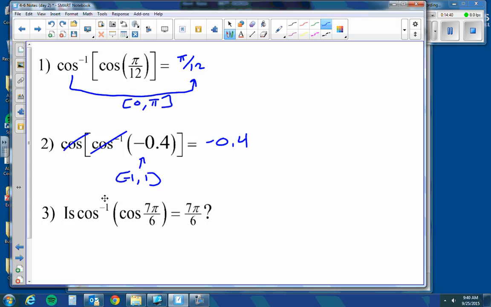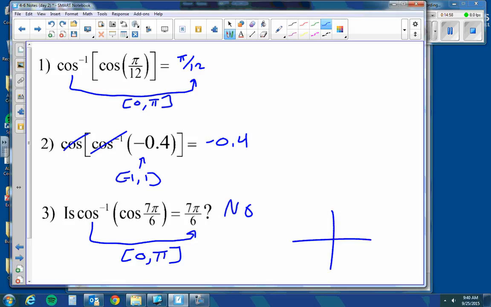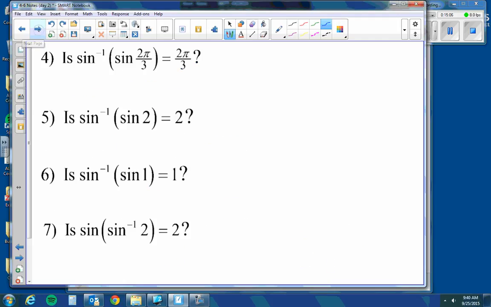Next one, you focus on what? Domain or range? No, we're back to ending with the inverse cosine. So the range is 0 to pi, so was it yes or is it no? Because that angle is bigger than pi, it can't be the answer. And actually it would be 5 pi over 6. 7 pi over 6 is third quadrant. Cosine is negative. And 5 pi over 6 is the answer.